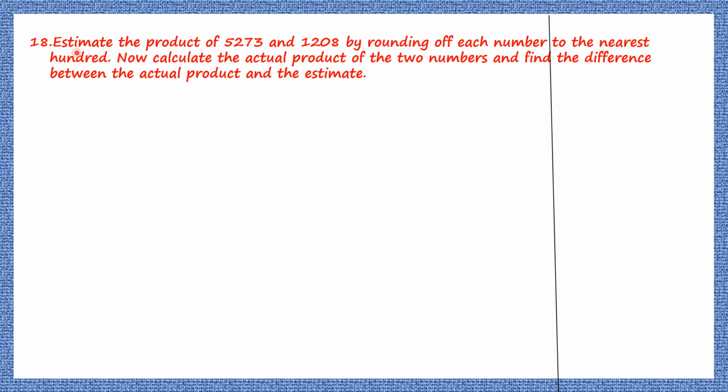Question 18. Estimate the product of 5,273 and 1,208 by rounding off each number to the nearest 100. Okay, let's just take the first part of the question and work that out. So first step is rounding off these two numbers to the nearest 100 and then estimating the product. Product means you multiply. So let's begin with that first.